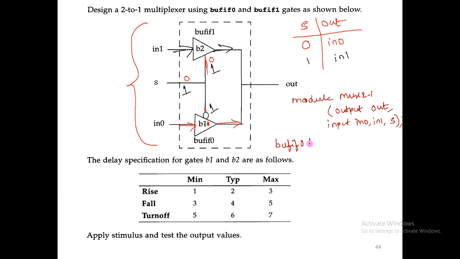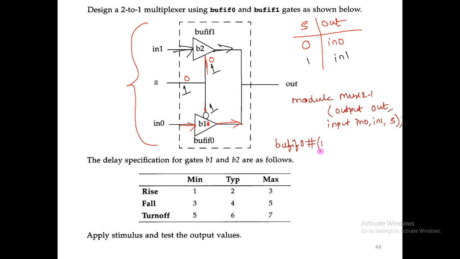Buffif 0. B1 is a label, but before B1 I need to have the delay specification. Let me write that delay specification. Hash, just carefully observe: the rise delay, fall delay, and turn off delay are separated by commas, whereas minimum delay, typical delay and maximum delay are separated by colon. So let me write the rise delay first.